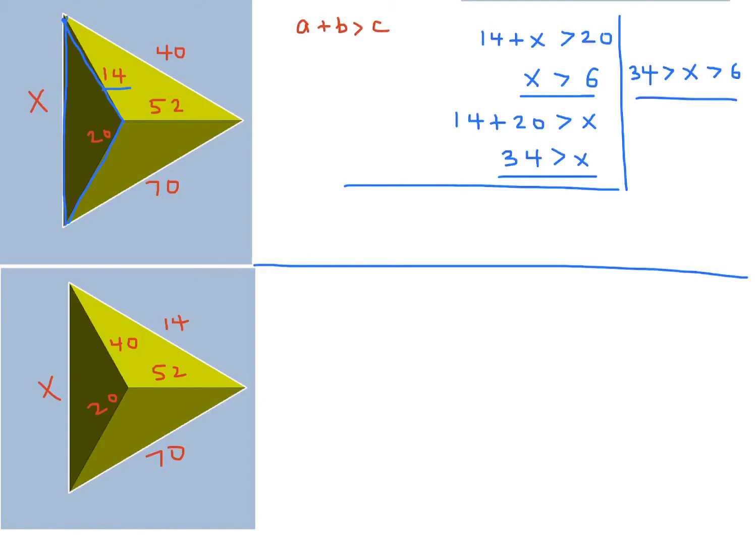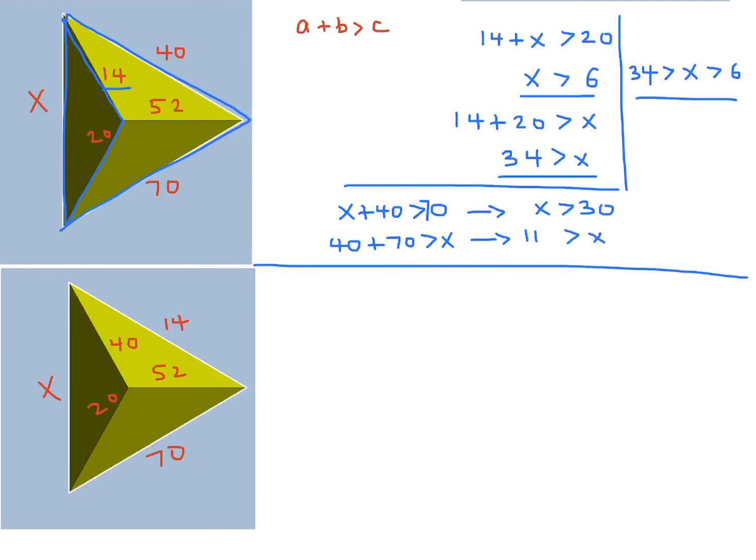Now let's look at the full triangle, this big one right here. In that triangle, you can see that x plus 40 must be greater than 70, correct? And that 40 plus 70 must be greater than x, like that. So from the first one here, that means that x is greater than 30. And from the second one, we just get x is less than 110. Now we have to combine these two. So that means x is less than 110 and greater than 30.